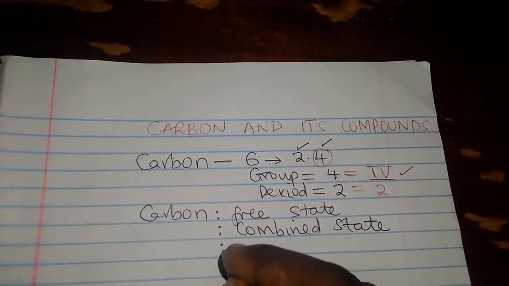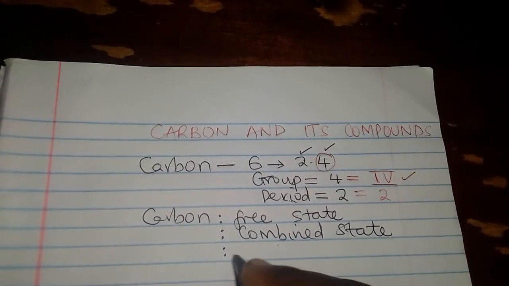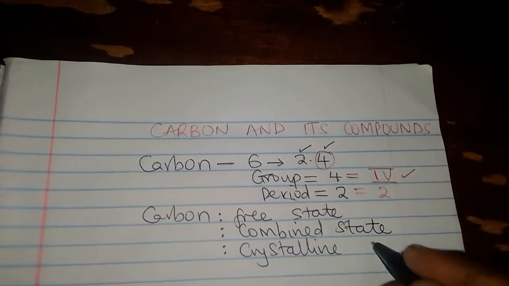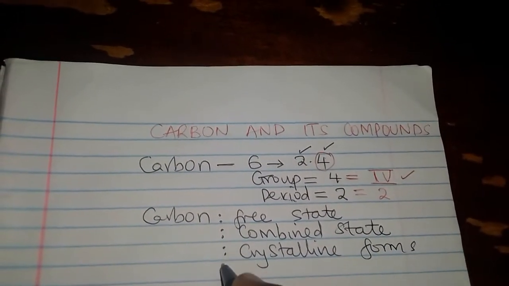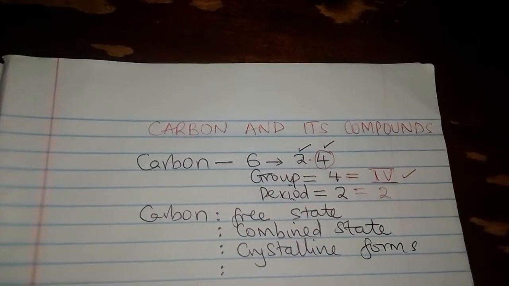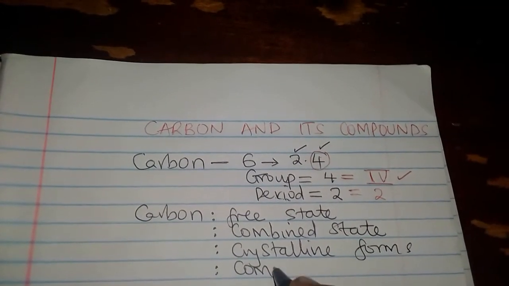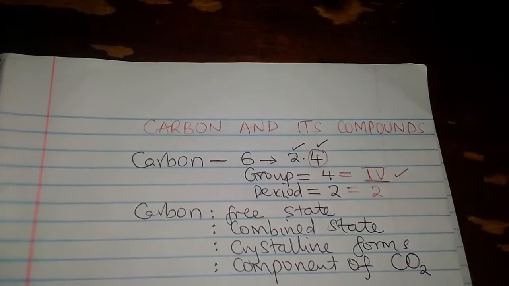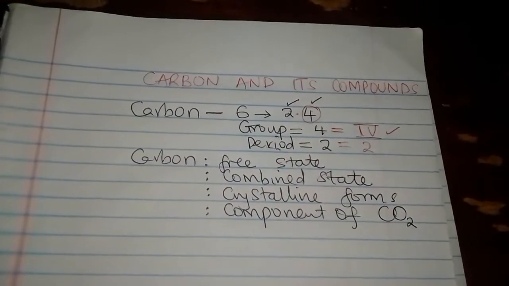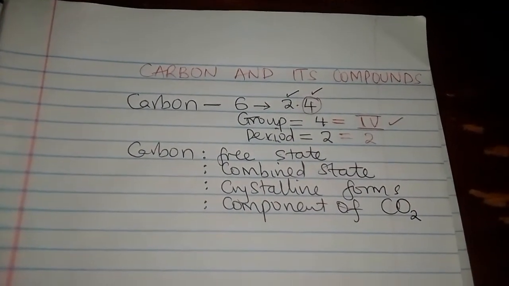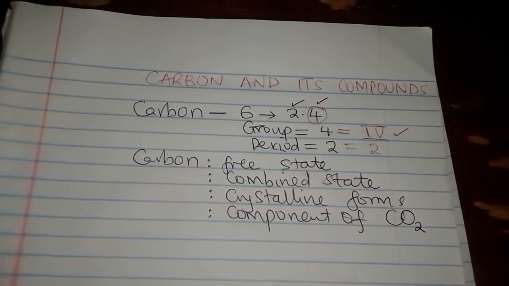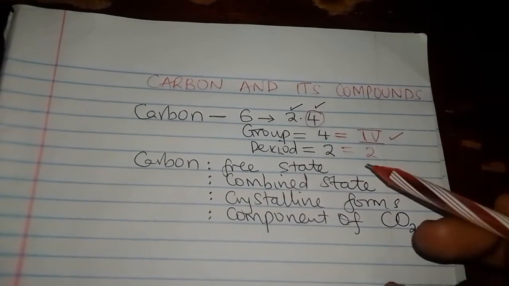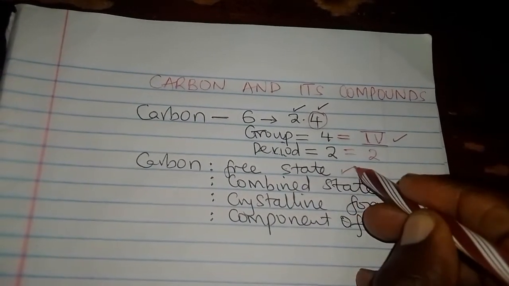Or it can also exist in what we call crystalline forms. Very good. And lastly, we can say it exists as a component of carbon oxide. So those are the forms in which carbon can exist. Let me begin with the first one, where carbon exists in a combined state. Then I will go to how carbon can exist in a free state.